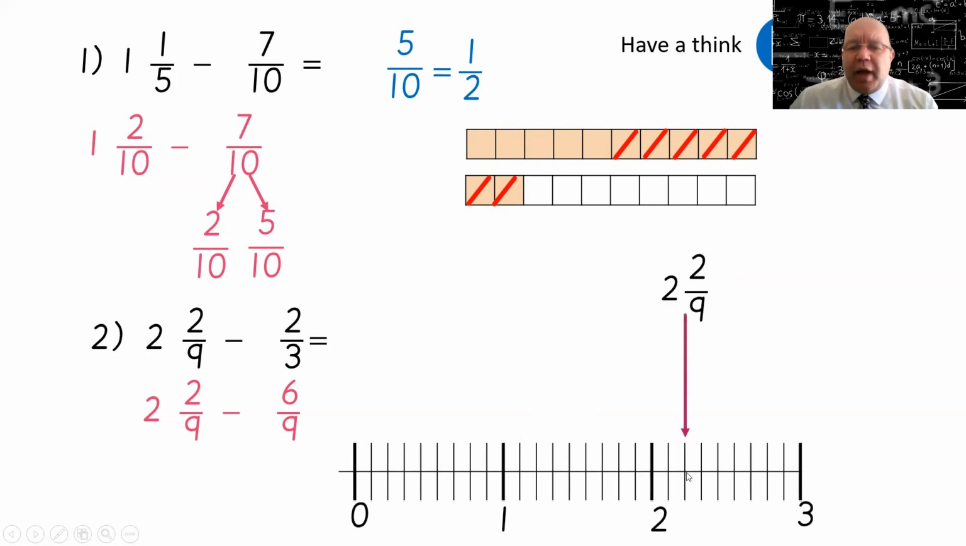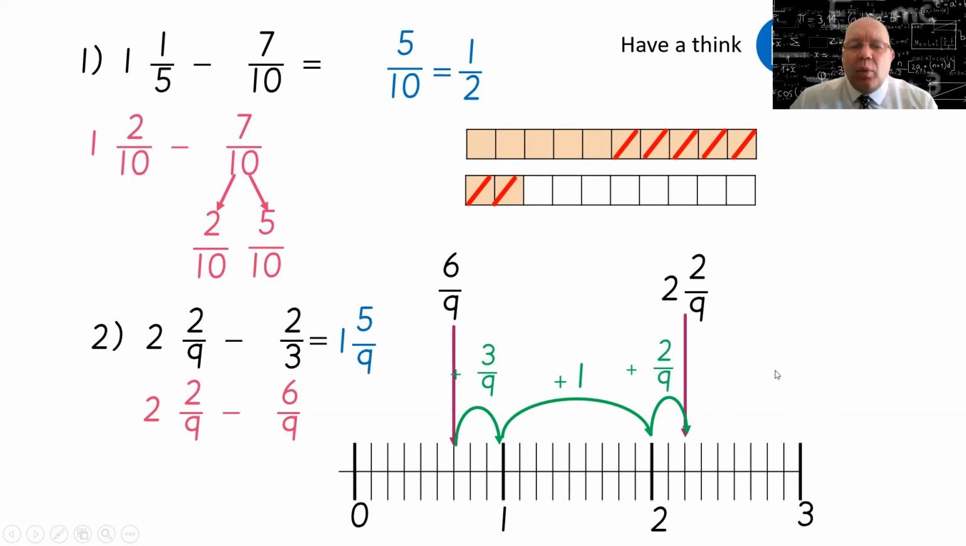There's our 2 and 2/9 all the way up there, and then our 6/9 is down here. And we need to work out the steps taken to get from one to the other. So 3/9 gets us to a whole one, then a whole one jump from 1 to 2, and then 2/9 is that short step from 2 to 2 and 2/9. Add them all together, and we get 1 and 5/9.